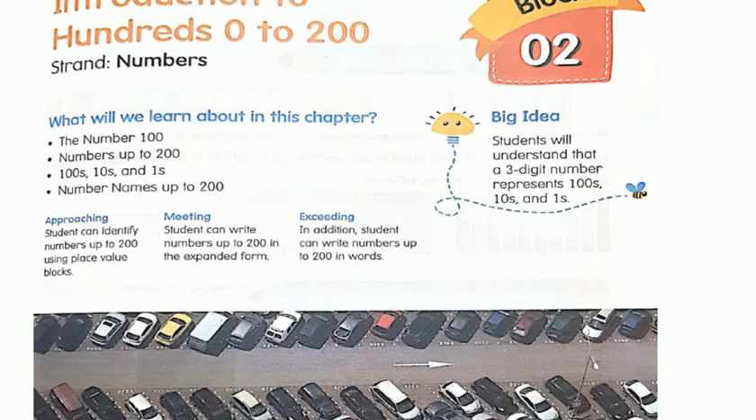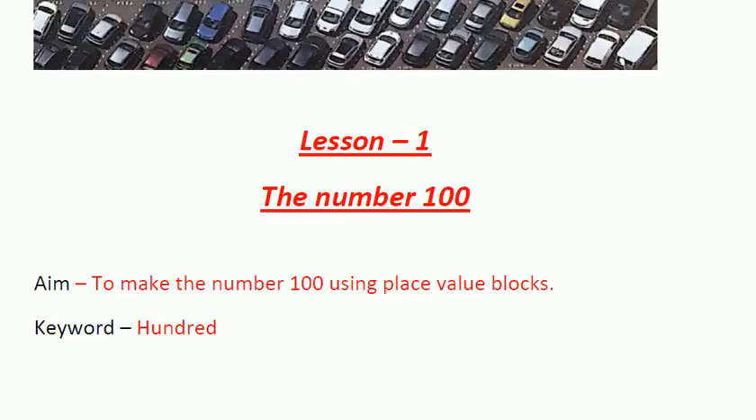Let's see what we are going to learn in this chapter. The 4 main topics of this chapter are the number 100, numbers up to 200, hundreds, tens and ones, and number names up to 200. We will learn all this in detail one after the other. Let's move on to our first lesson.